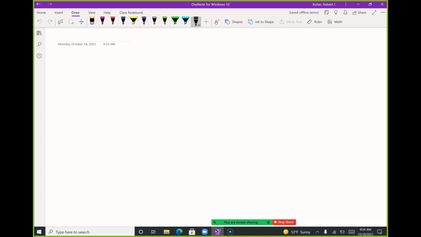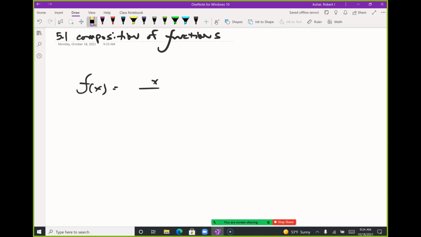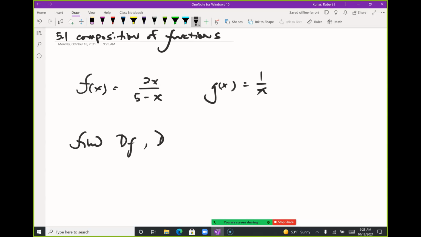All right, last time we were talking about 5.1, compositions of functions. So let's do a quick composition of functions. f of x is 2x over 5 minus x, and g of x is 1 over x. We want to find the domain of f, the domain of g, and the domain of h, where h is the composition of f and g.